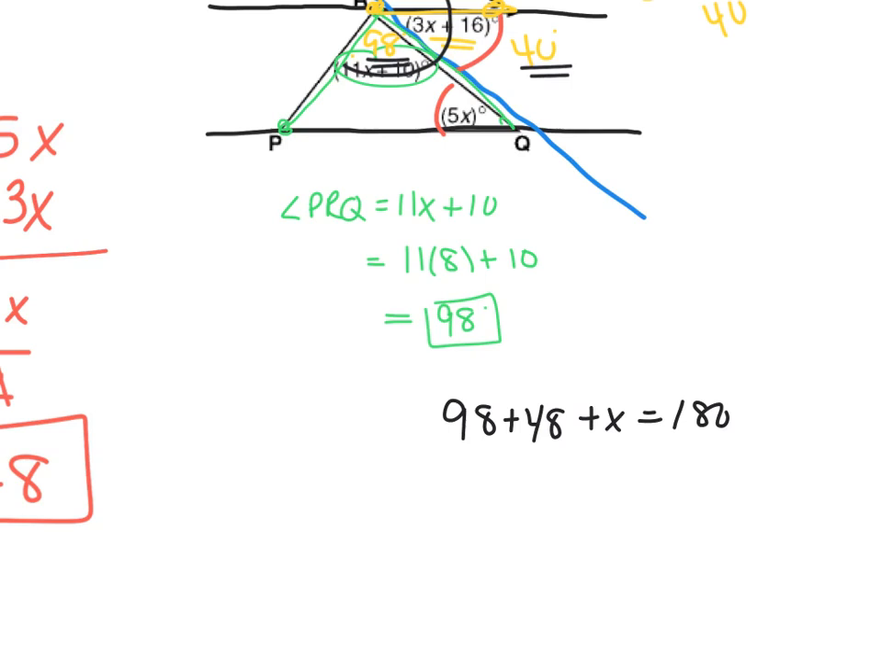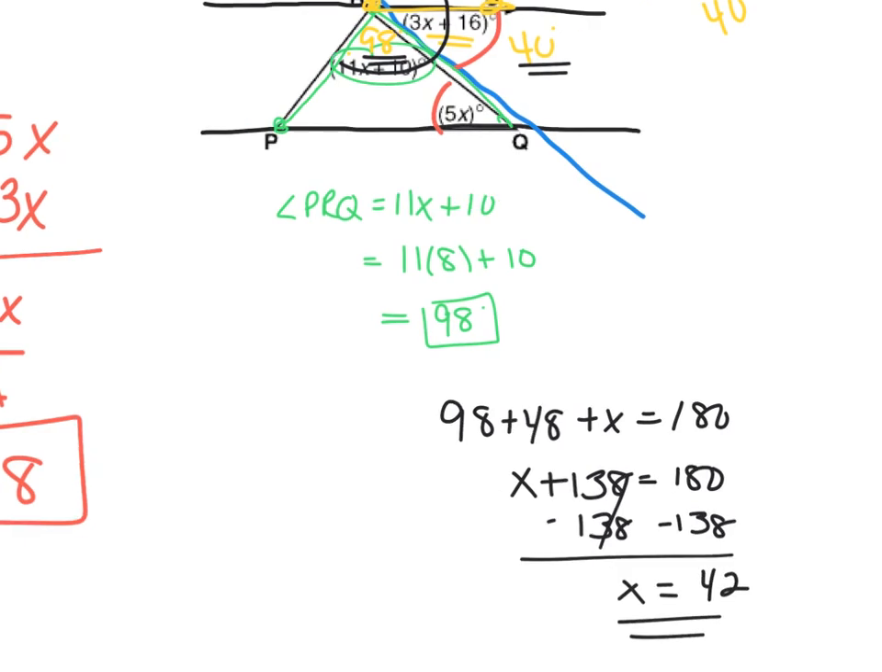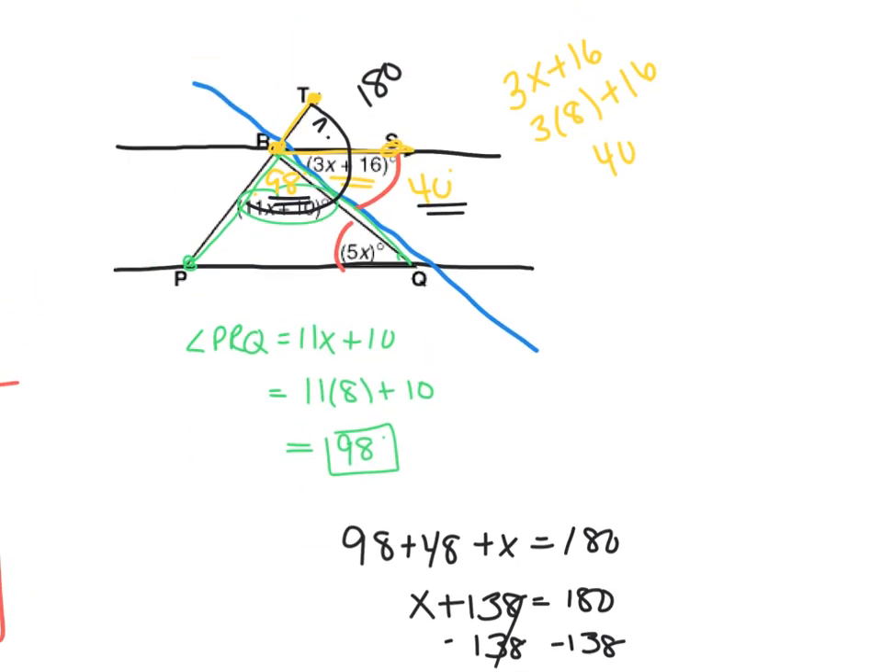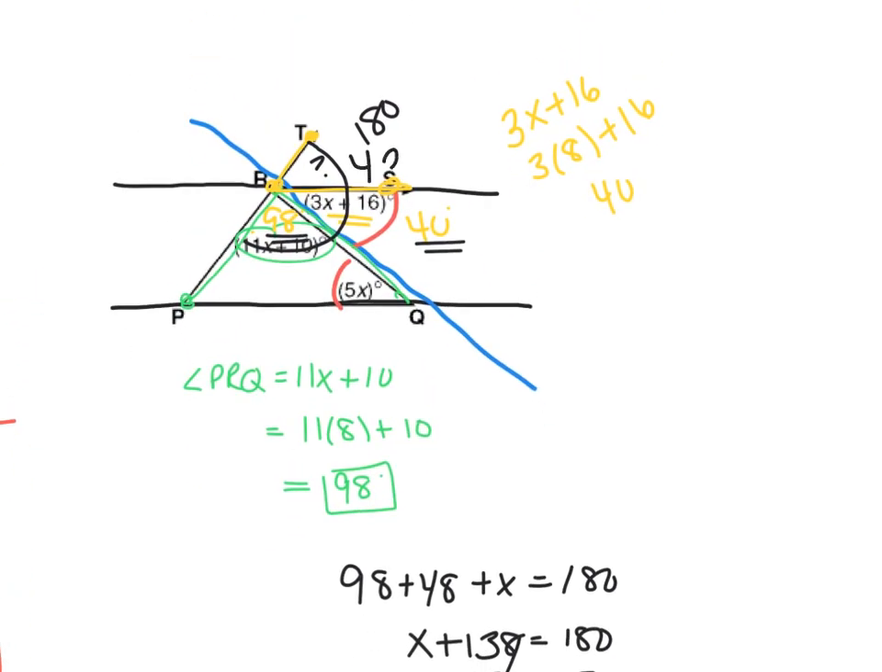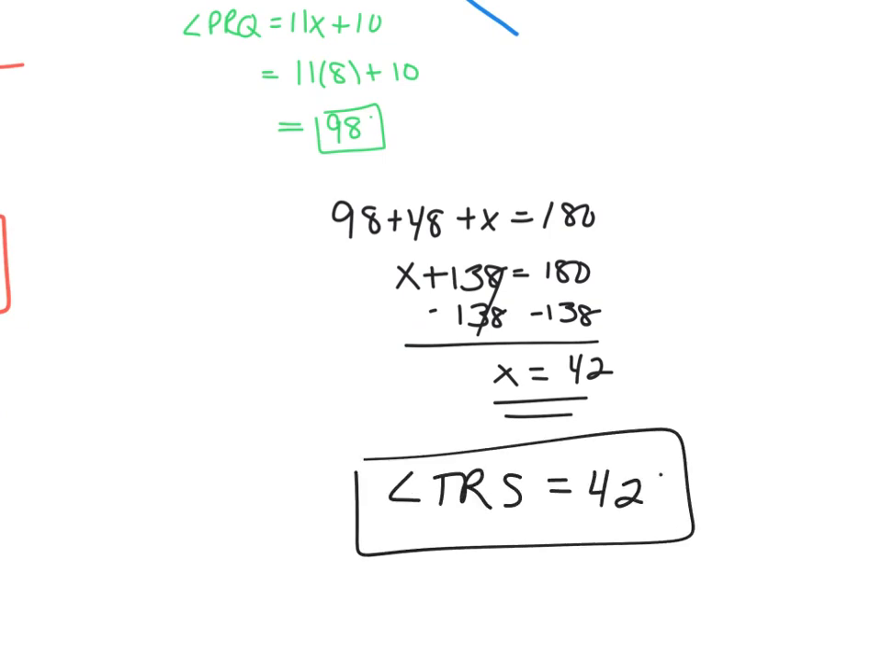I combine my like terms of 98 and 40. I get 138, so I get x plus 138 equals 180. My next step is to subtract 138 from both sides. So I get x is equal to 42 degrees. So I can say angle TRS is 42 degrees. And that's your final answer.